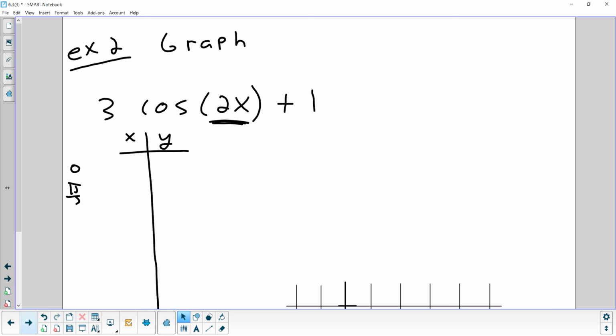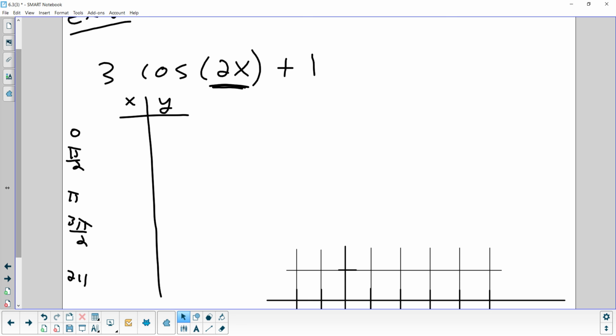So 0, pi over 2, pi, 3 pi over 2, 2 pi. And what am I going to do to all those x values? Divide by 2 or multiply by 1/2. So 0, I think we did this one. Pi over 4, pi over 2, 3 pi over 4, and pi. Yeah, I know we did that.